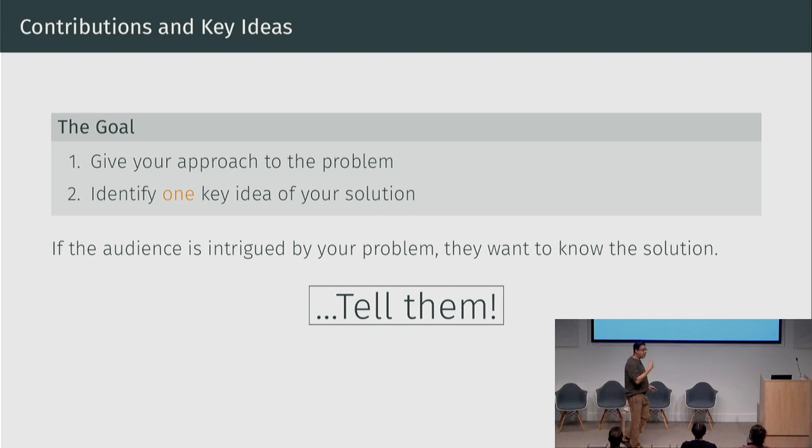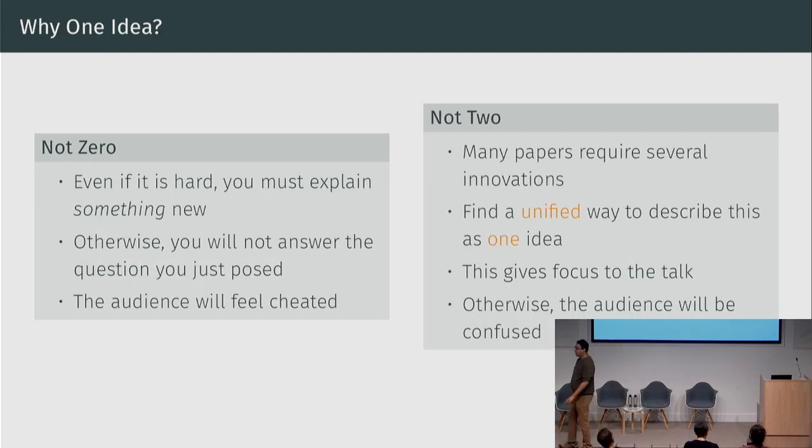And so if your motivation section has been successful, they'll be intrigued with your problem and they want to know the answer. And so at this point, you have to start telling them what the solution is. But the thing is, you can't tell them everything. Like I said, a paper typically describes a year to 2 years of work, and that can't really be summarized completely in a 20-minute talk. So you need to tell them something, and should tell them one thing.